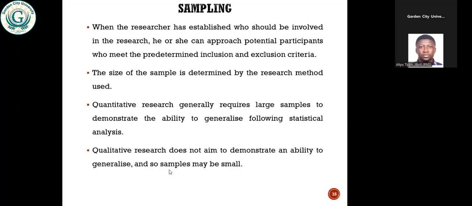I'll talk more about it when I'm talking about the data analysis. When you are doing the qualitative study, for each participant that you take data from, you analyze it as you take the data. So when you get to what we call saturation, that is, you don't really get any new pattern.